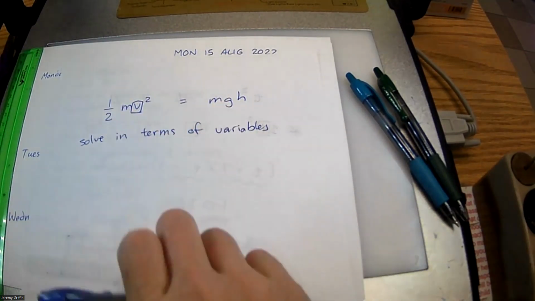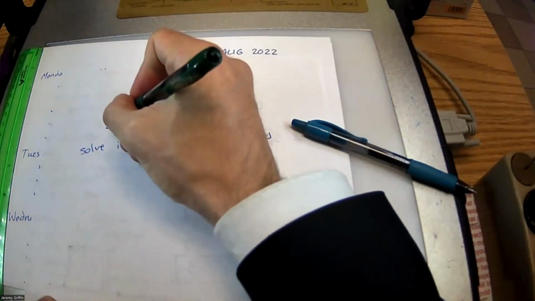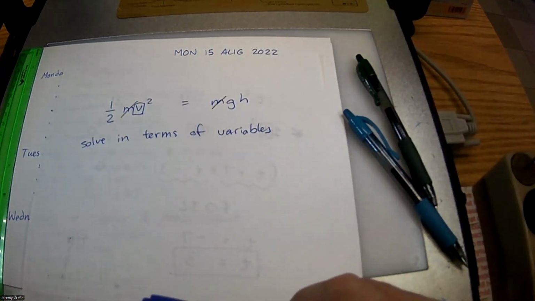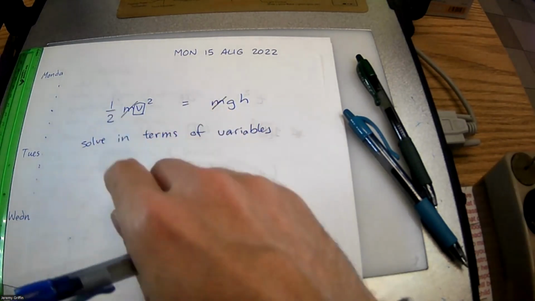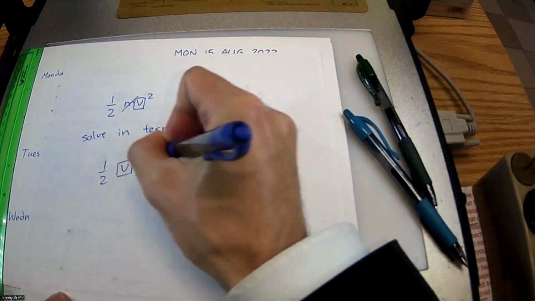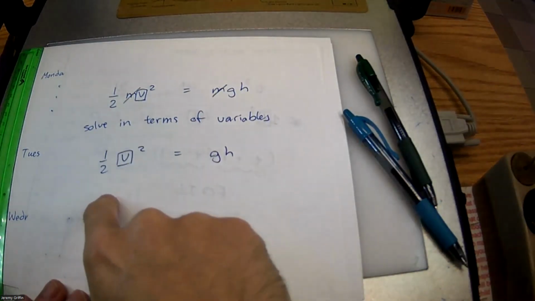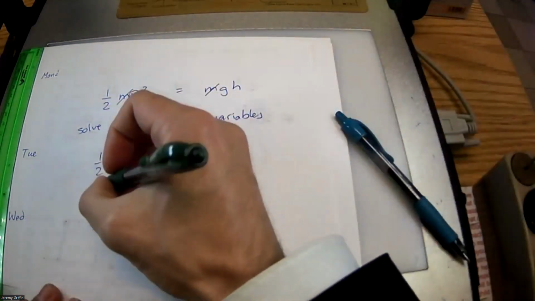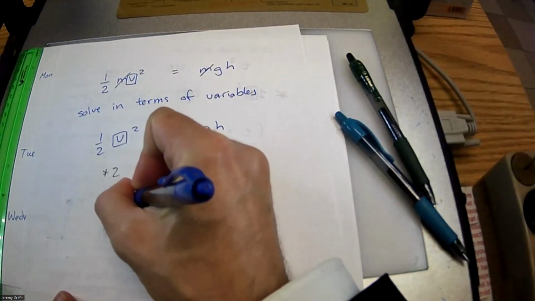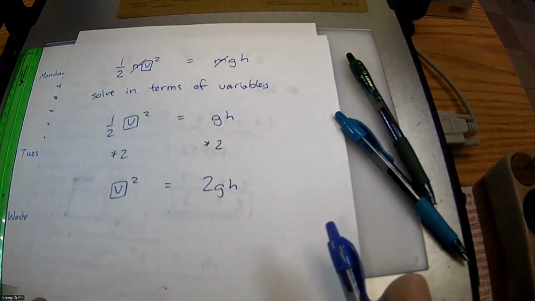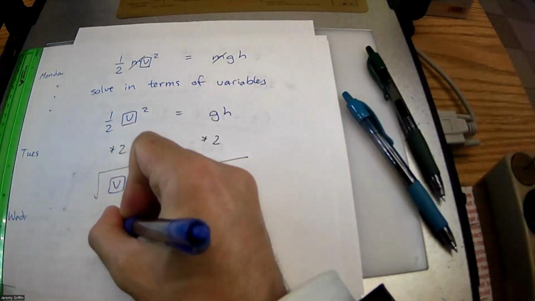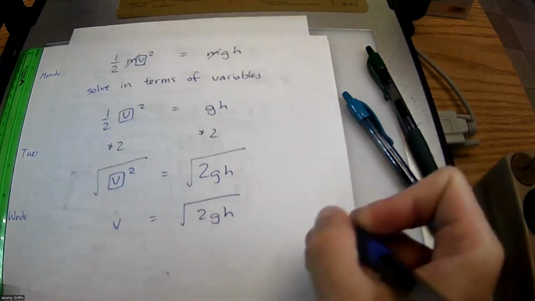Could I divide both sides by m? Or you could just say m cancels out. In physics, that's going to stand for the mass of an object, so whatever the mass is just ends up not mattering. That gives me 1/2 v squared is equal to gh. Then multiply both sides by 2, times 2, times 2. That gives you just plain v squared is equal to 2gh. And the last step is to square root both sides. So v equals square root 2gh.